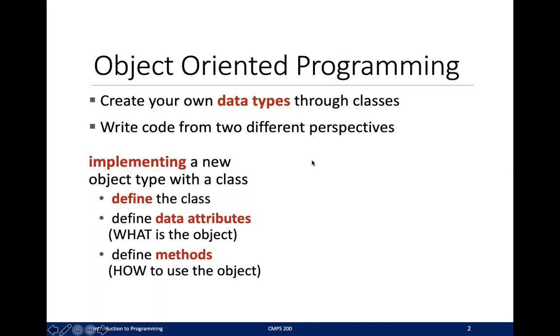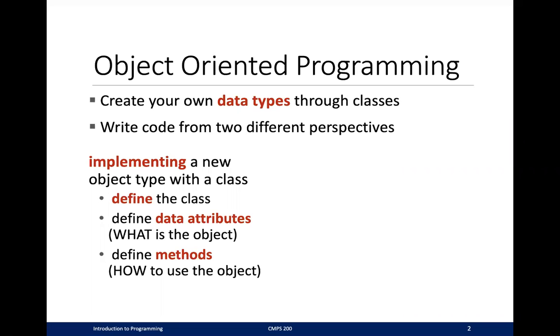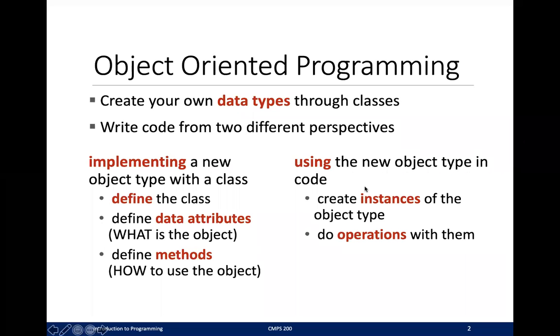Okay. Now, we also have to define the methods that allow you to interact with these objects, how to use these objects. Okay. Now, the other perspective is the following. Once I've defined the class or defined this new data type, how do I use it in my programs? So in my code, how do I create instances of this object type, and how do I do operations with them?